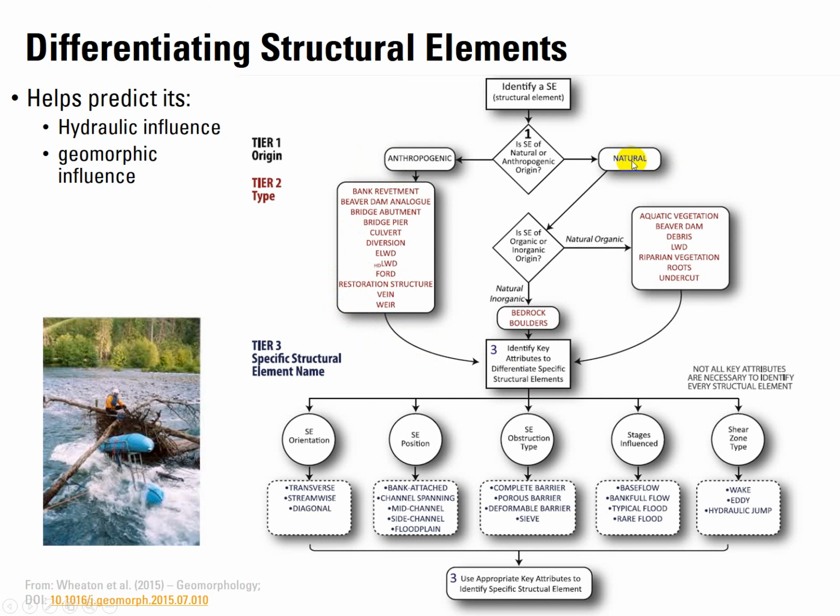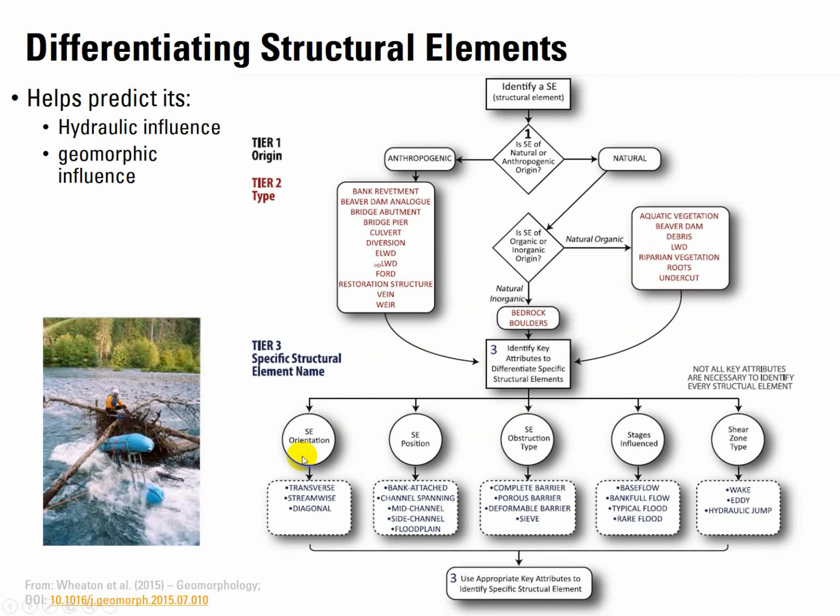The things that you may find naturally occurring would be either of an organic origin, so aquatic veg, beaver dams, large woody debris, riparian vegetation, roots, undercuts, or inorganic like bedrock and boulders. Once you've identified those types, you can come up with whatever the specific thing is by using these key attributes to differentiate it.